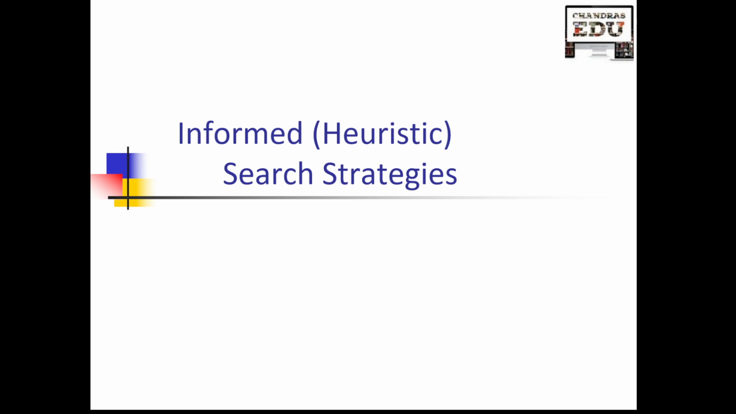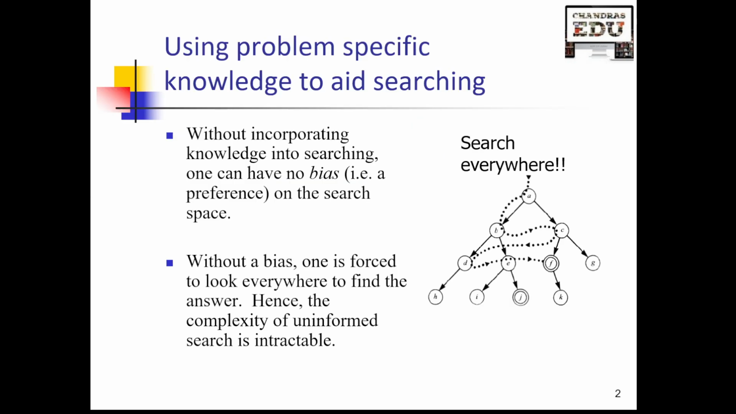And coming to this video, we'll be discussing informed search strategies. In the last videos, we have seen uninformed search strategies like breadth first search, depth first search, as well as uniform cost search. In this video, we'll see informed or heuristic search strategies.